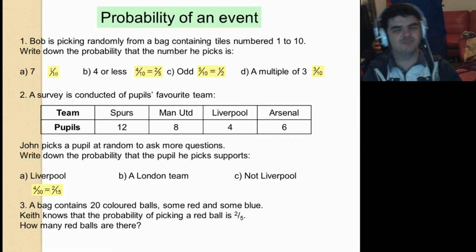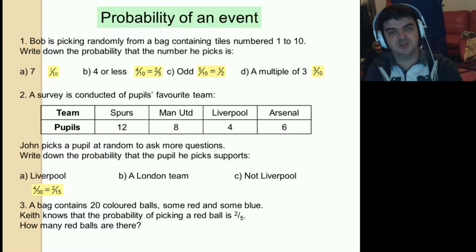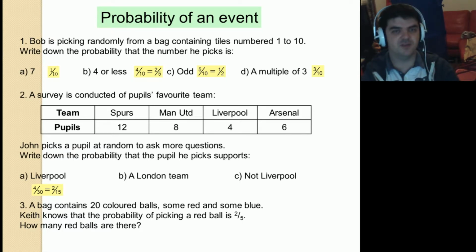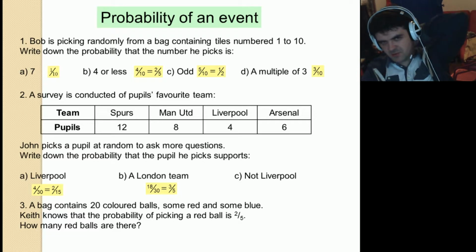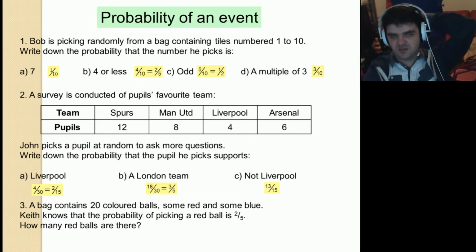A London team. You need to know something about football and geography. The 2 London teams are Spurs and Arsenal. So there are 12 plus 6, 18, still out of 30 altogether. So 18 over 30, which goes down to 3 over 5. And not Liverpool. Well, if there are 4 over 30 that support Liverpool, then there are the other 26 out of 30 that are going to support not Liverpool, which is 13 over 15.